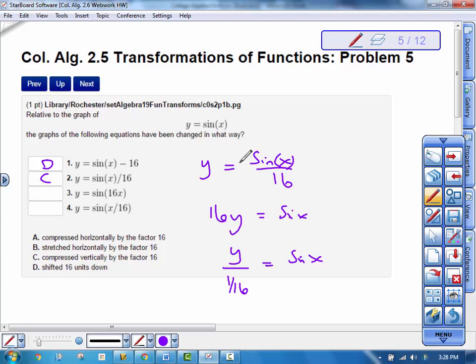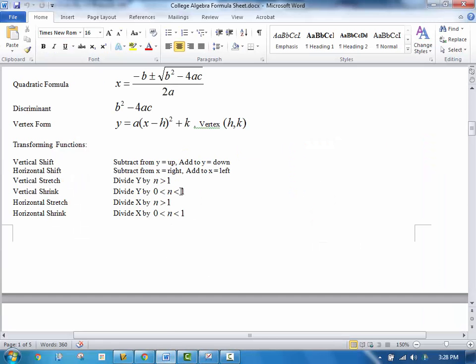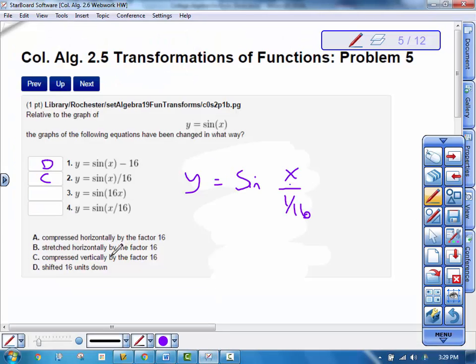But the next one, 16x, that's actually the same thing. A little confusing, but I can write that as 16 over x over 1 divided by 16, that's the same thing, because multiplying by a number is the same as dividing by a reciprocal. And then on the formula sheet, it says if I divide x by a number between 0 and 1, it's a horizontal shrink. So that would be a horizontal shrink, compressed horizontally by a factor of 16. Which leaves the last one then, the only available choice left, which is B, which is stretched horizontally. And if you divide x by a number bigger than 1, it is a horizontal stretch.